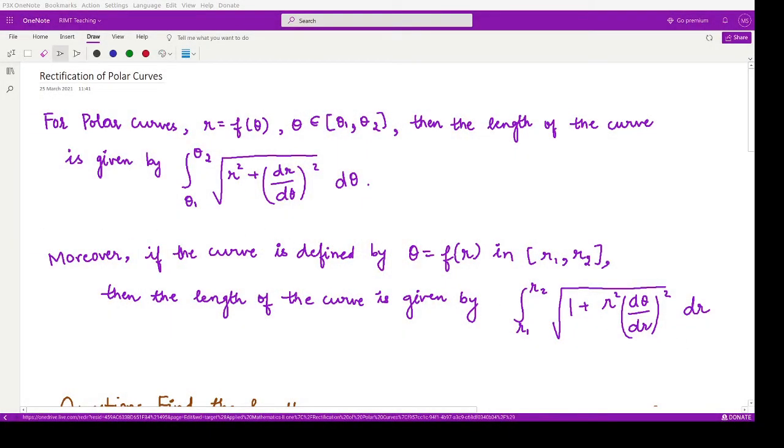So in the last class we studied rectification of polar curves. In this class we shall study rectification of polar curves. That means we will find the length of the polar curves.